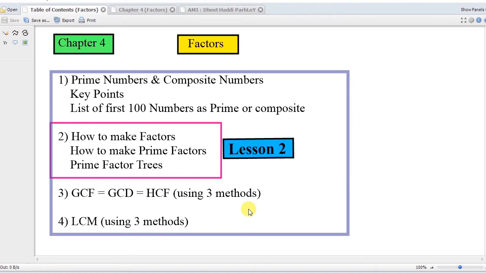Today we are going to start lesson number 2, and in this lesson we will be covering how to make factors, how to make prime factors, and how to make their prime factor trees.